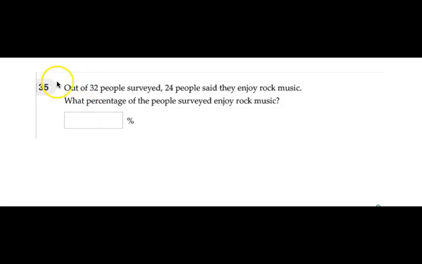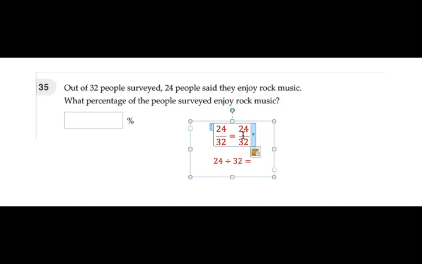Question 5, it says, out of 32 people surveyed, 24 people said they enjoy rock music. What percentage of the people surveyed enjoy rock music? Now, before you can work out the percentage, you need to see what fraction of people enjoyed rock music. So we know that 24 out of 32 people enjoy rock music. Now, this is a calculator section of the paper, but if it's non-calculator, what you would do is say, right, 24 out of 32, you would try to simplify that fraction.